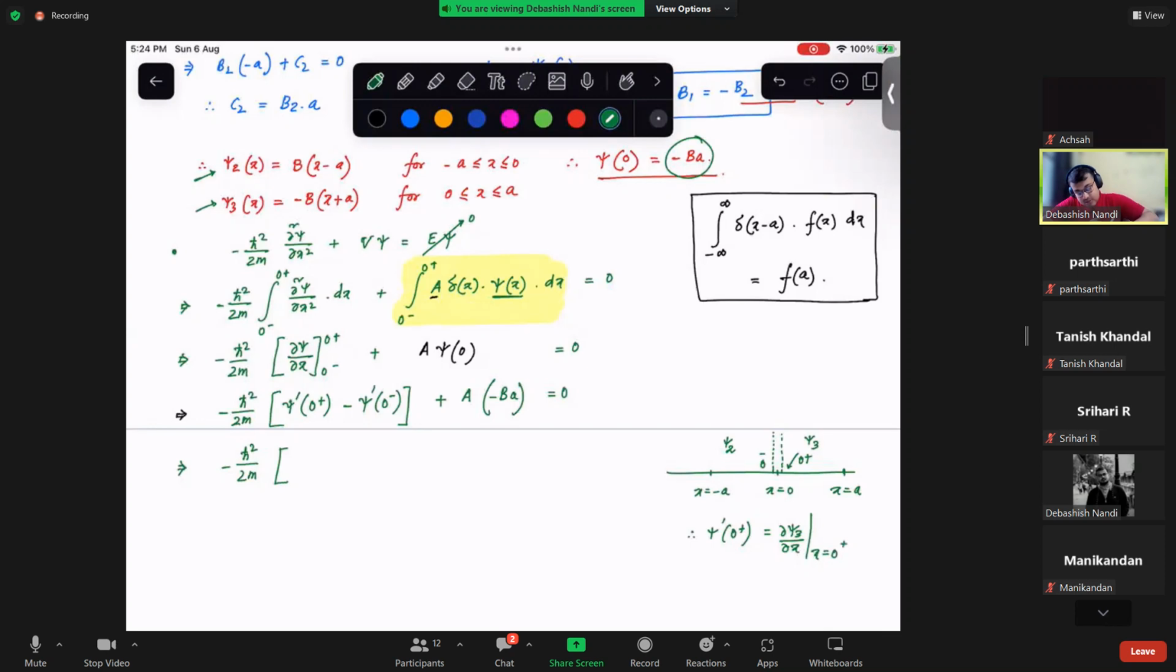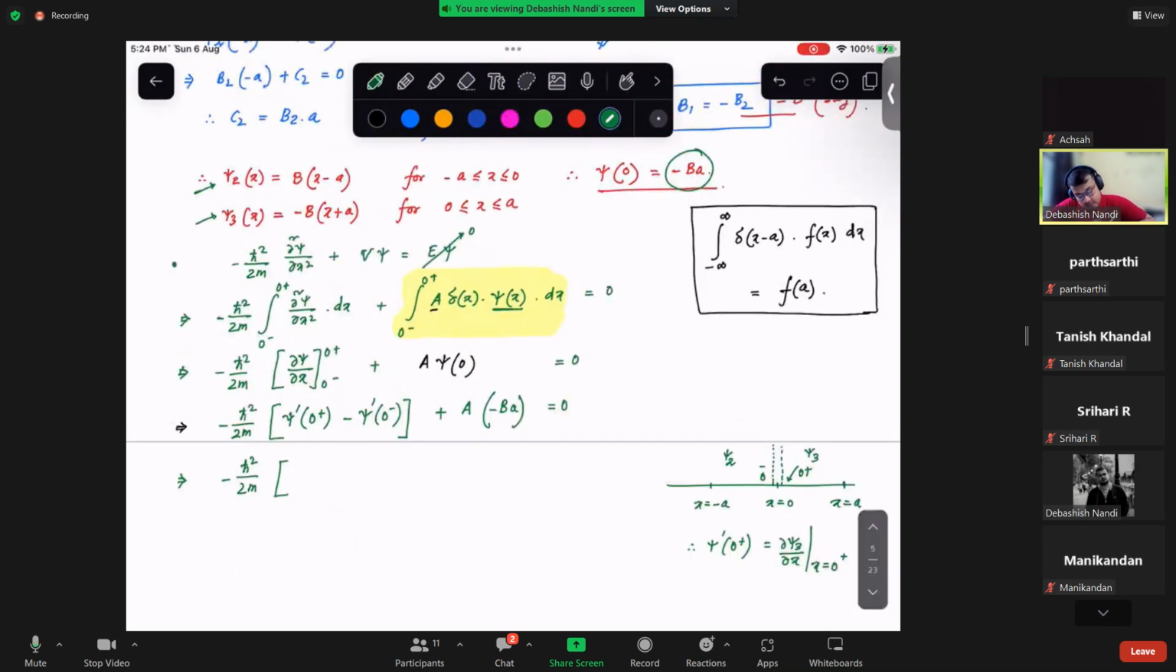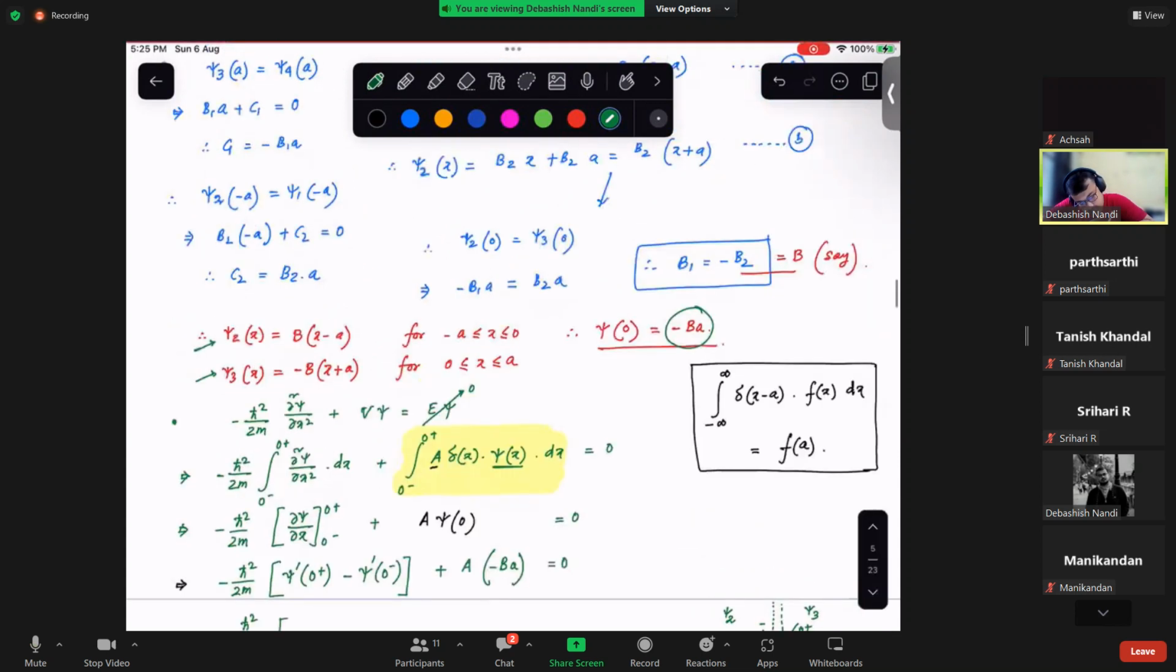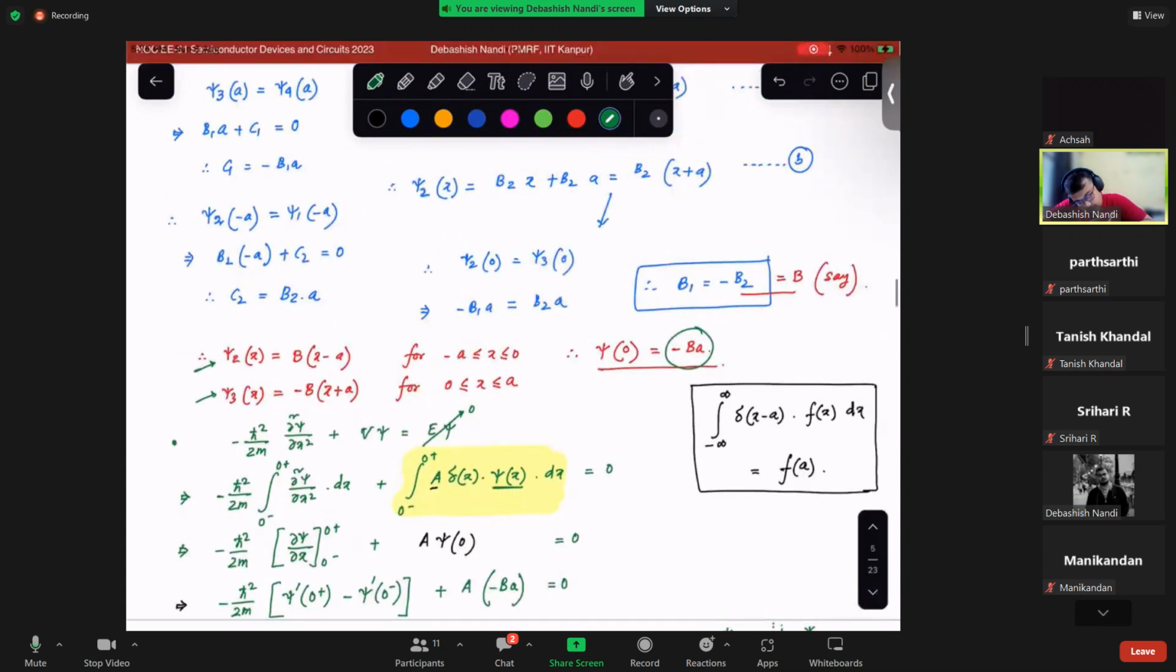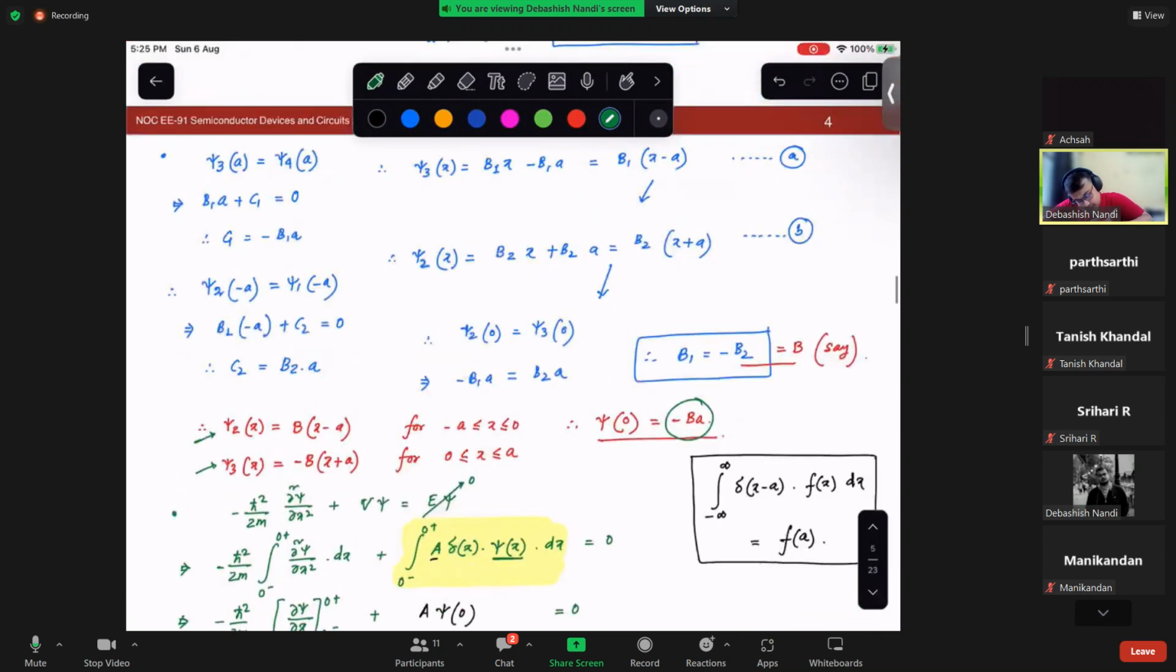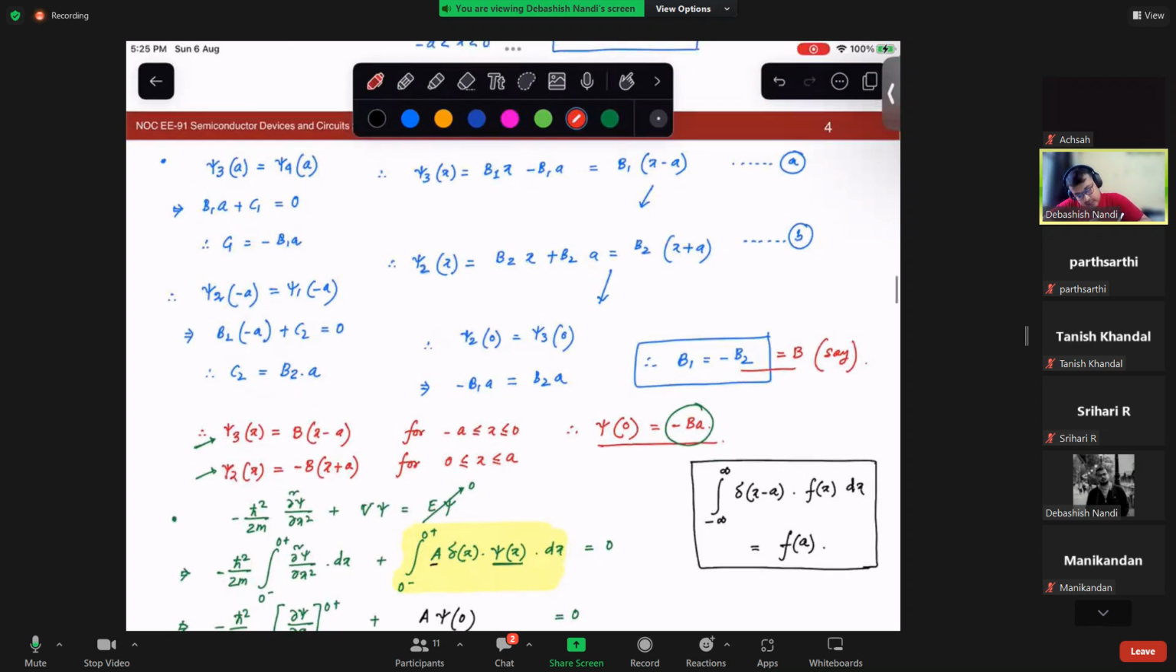So from these two equations, you can see that... Did I jumble up the nomenclature? Yeah, I think this should be psi 3, right? This is psi 2, psi 3. Okay.